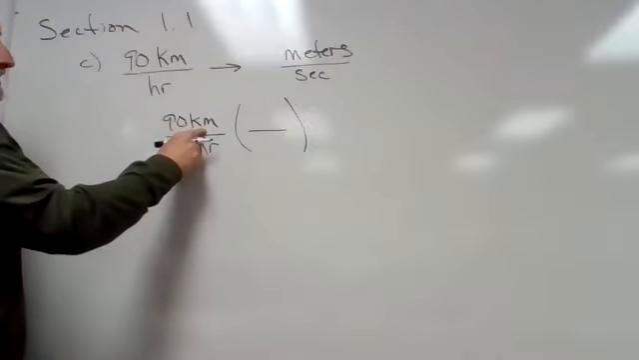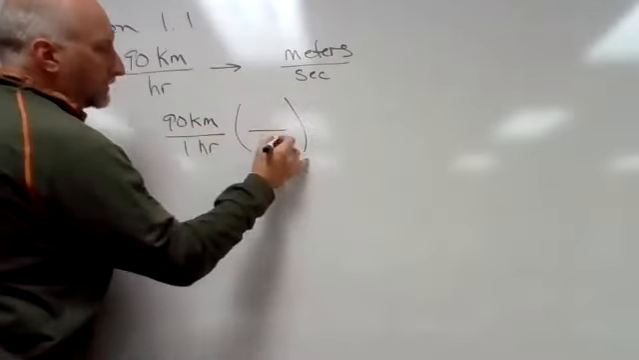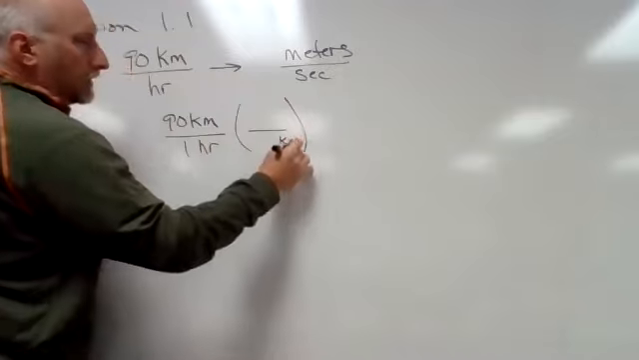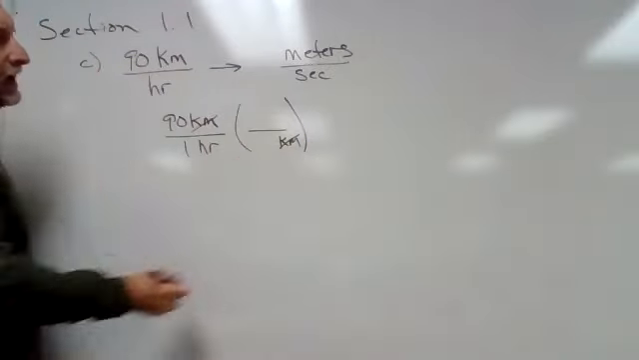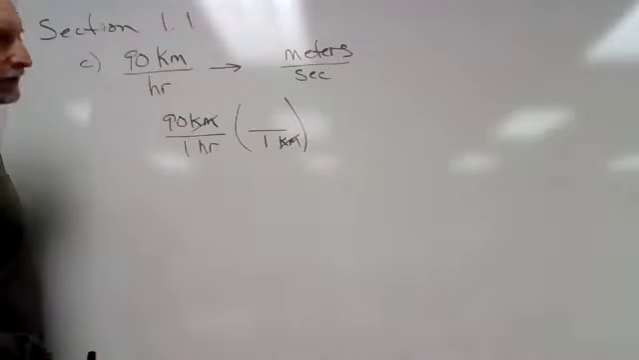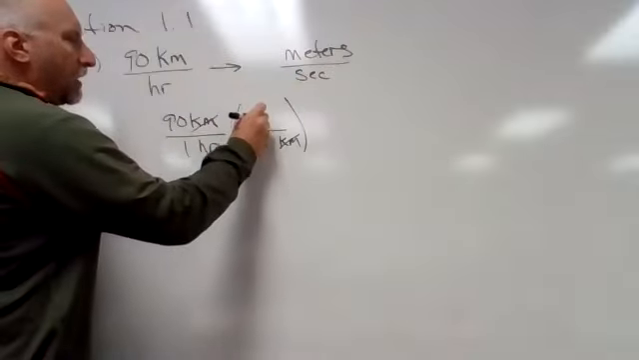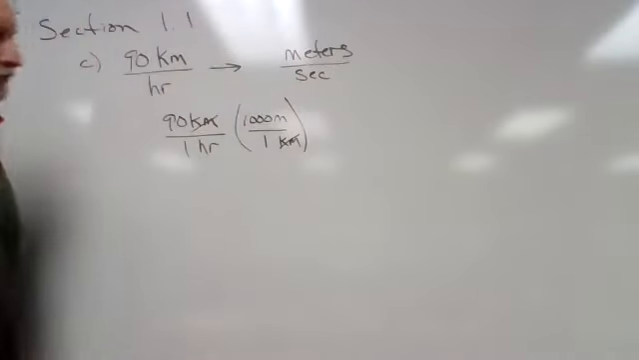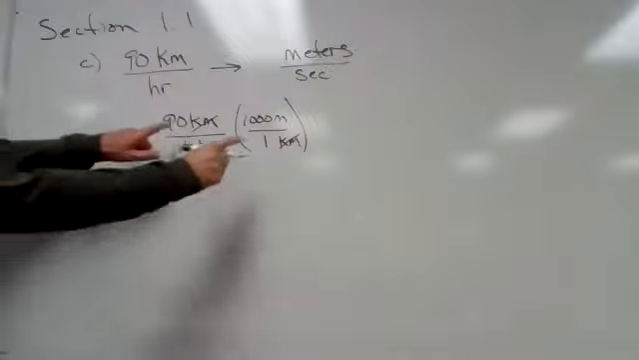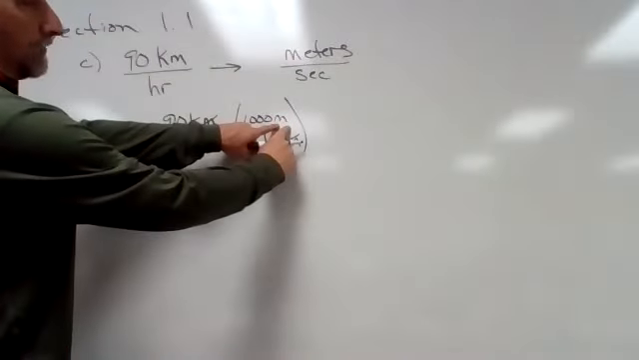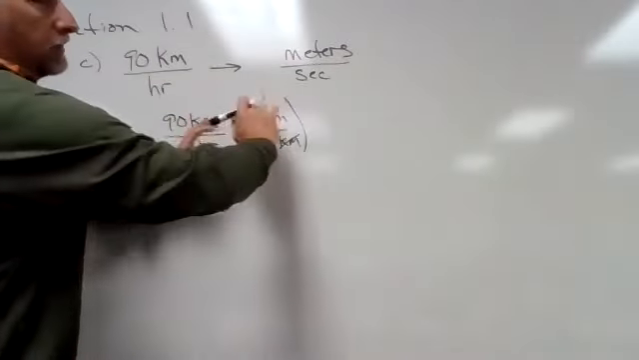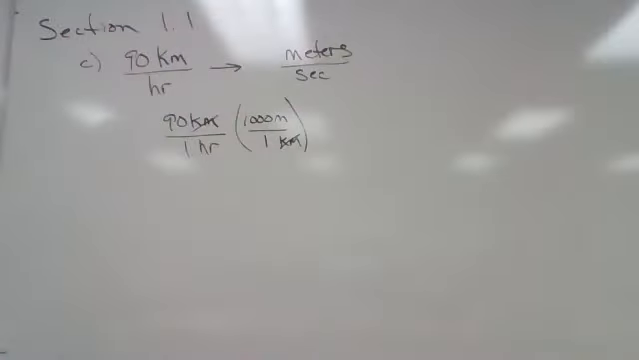Our kilometers are on top here in the numerator, so I'm going to put kilometers here in the bottom, the denominator, so that they cancel. And you should know that 1 kilometer is 1,000 meters. My kilometers have canceled. I've got meters for a final unit. That's what I want. That conversion's done.